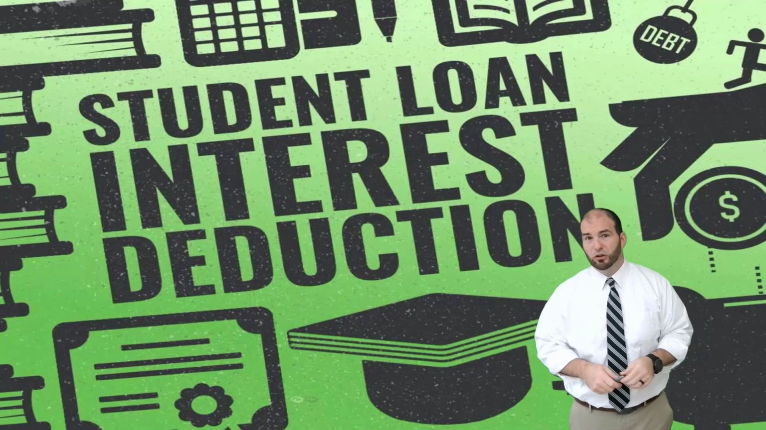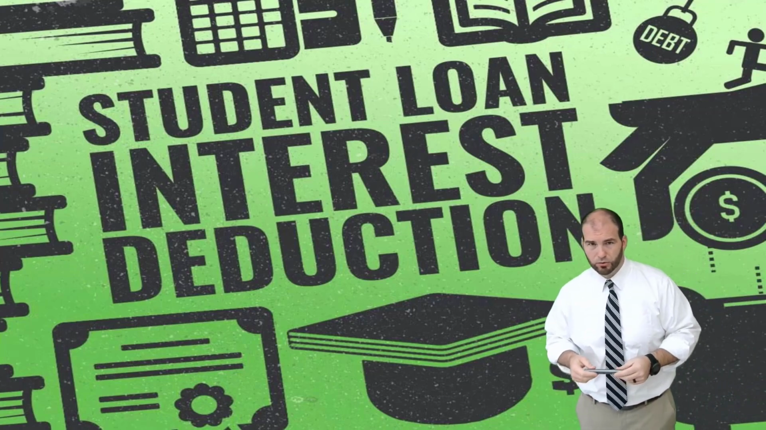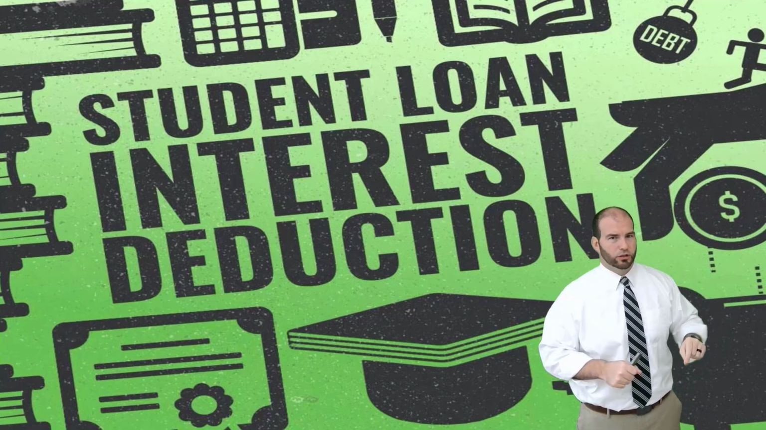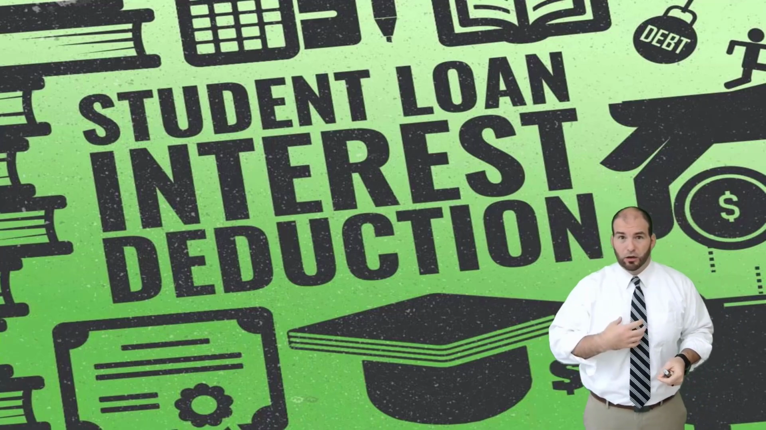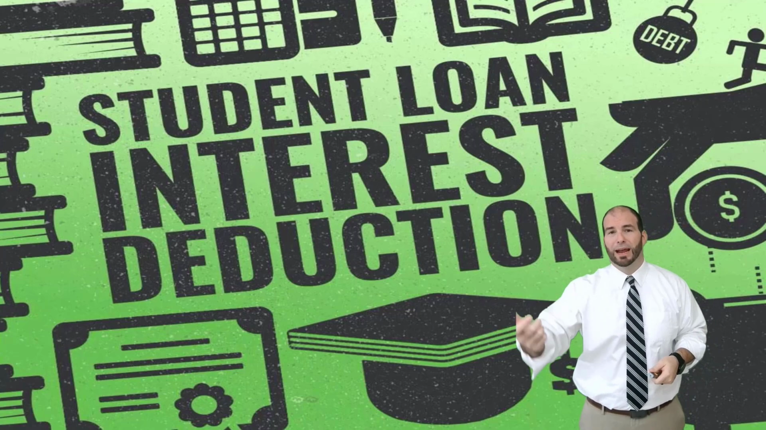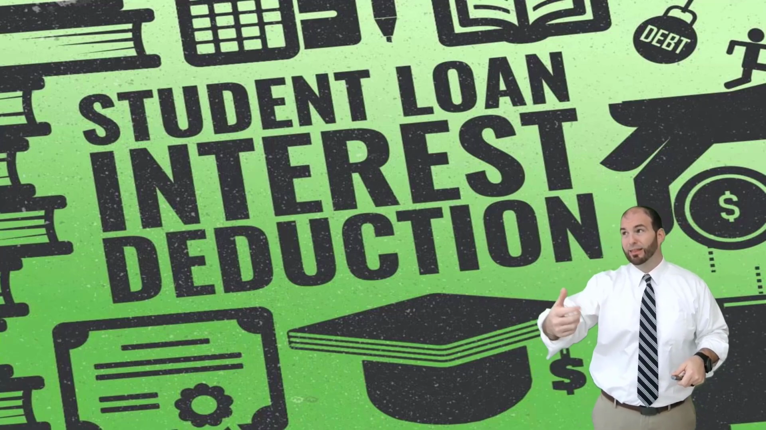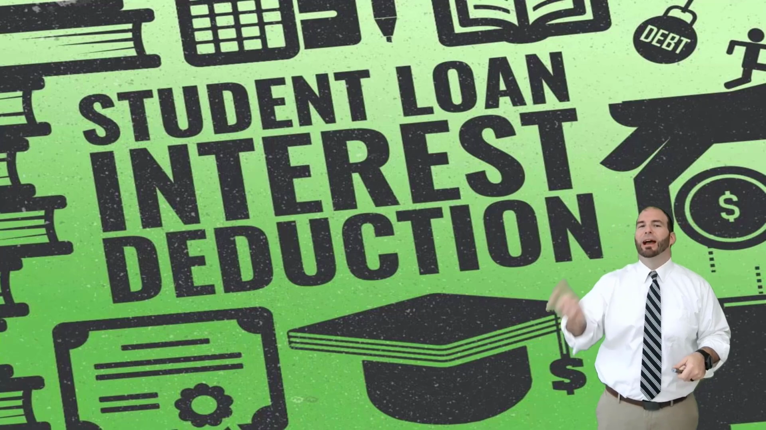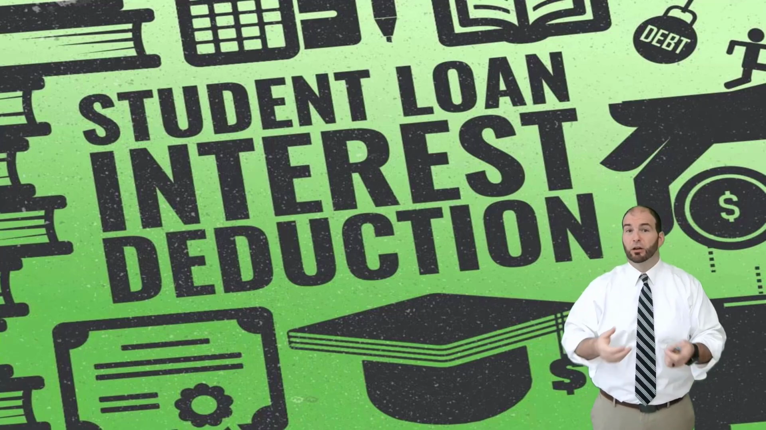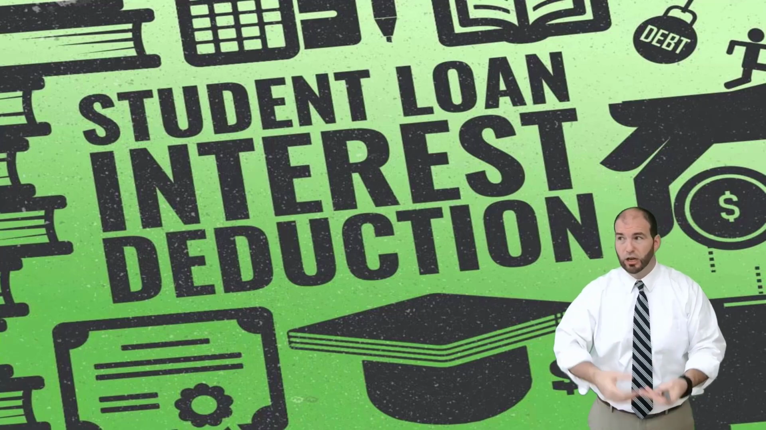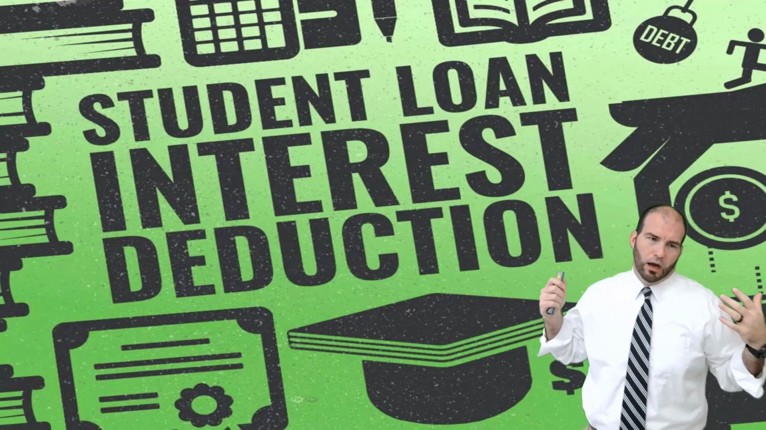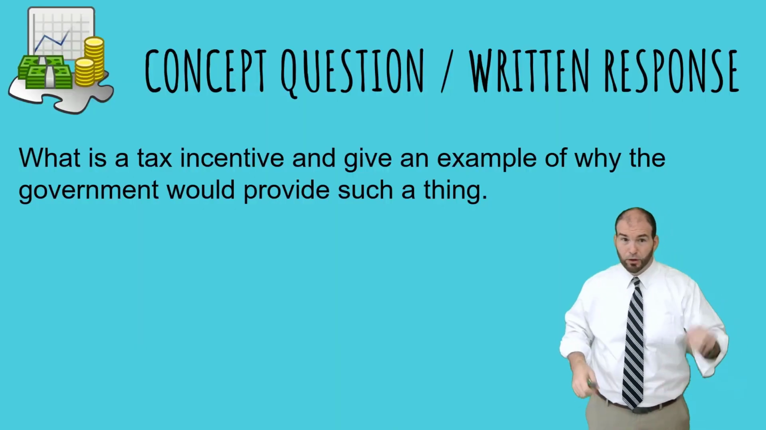Another one, and you guys will probably take advantage of this if you have to take loans out when you go to college, is the student loan interest deduction. You take money out to go to college. When you graduate college, or you go into your skill or whatever it is, and you have to start paying that back, the interest that you have to pay, the thank you money on top of what you have to pay back, will be tax deductible, and it will lower your taxes. This is the government trying to encourage people to go to college and further their education. So the student loan interest deduction is also an example of a positive incentive.